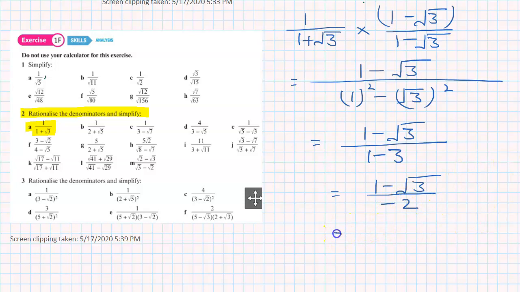You can leave the answer here, or you can write it differently. This minus will come here, so this will become minus and this will become plus. So this is the answer. You can write this as the answer.